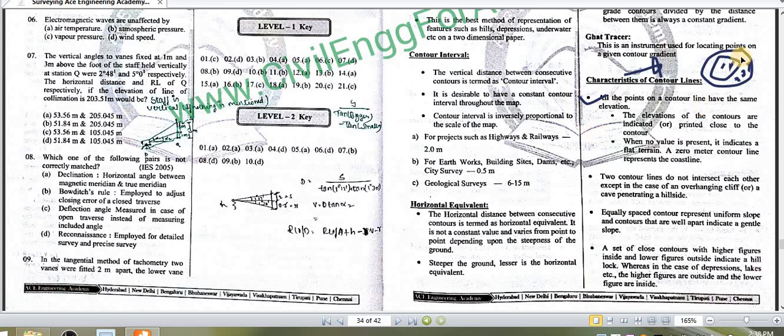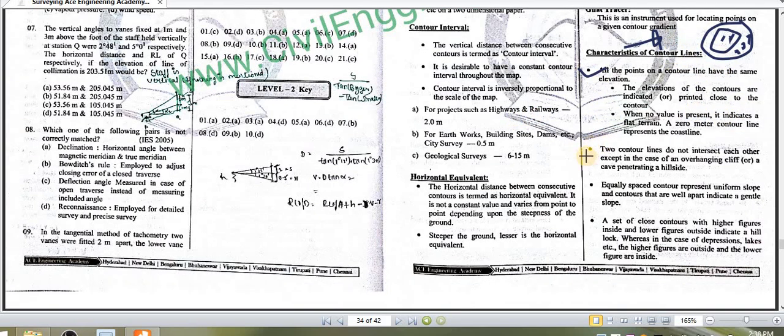After that, it is represented by a number. Contour lines are generally represented by a number, and that number indicates its reduced level. Okay, after that the second point is that two contour lines do not intersect each other, except in the case of an overhanging cliff or a cave.